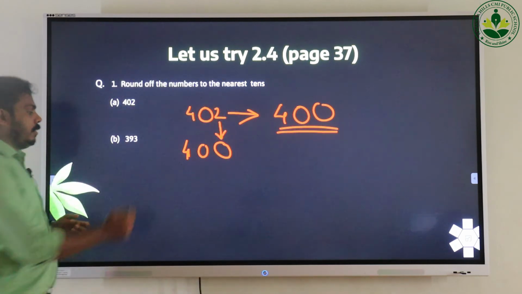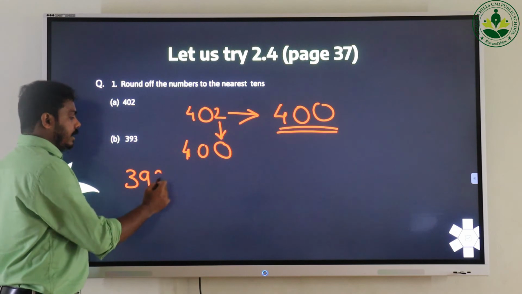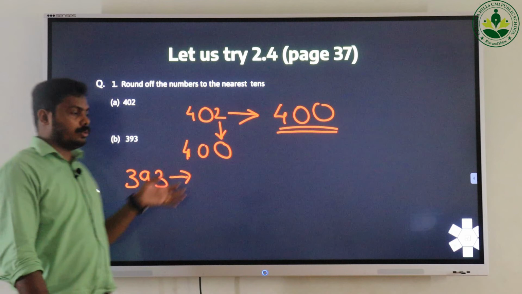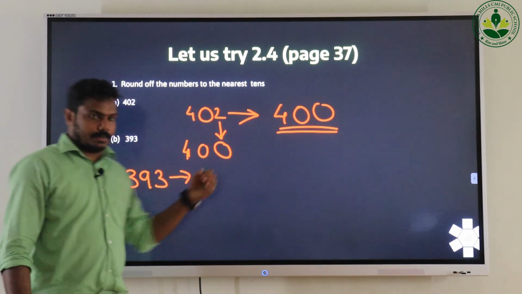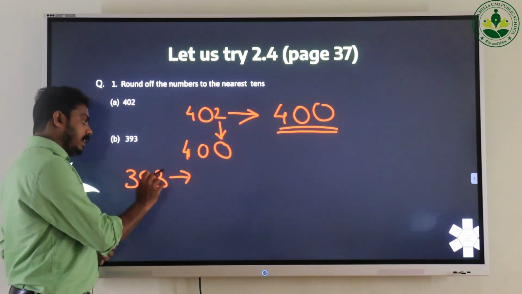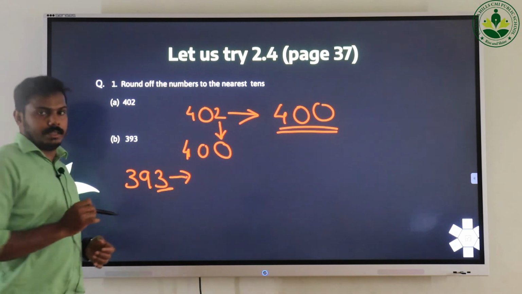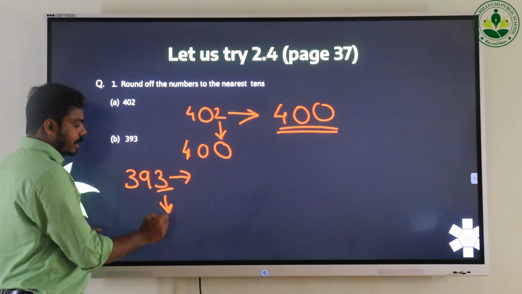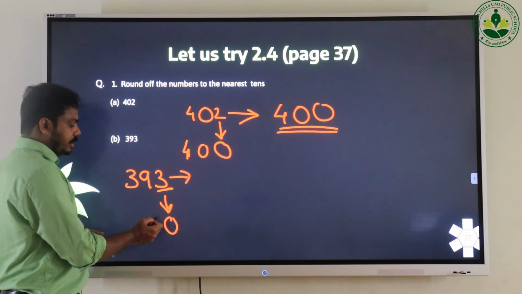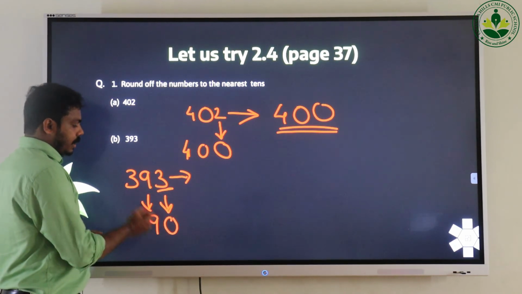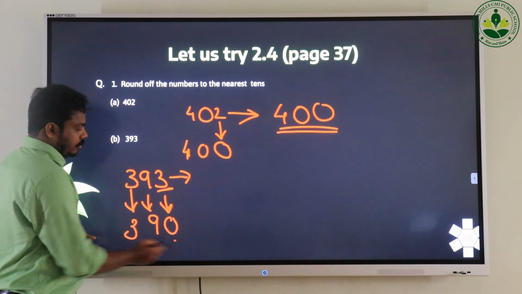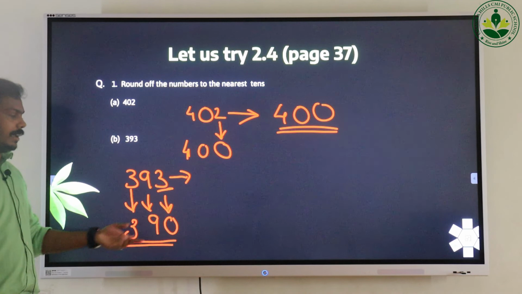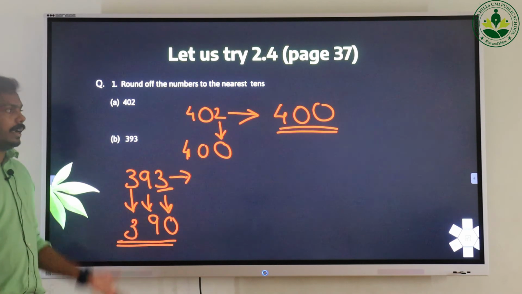Second question, 393. We need to round off 393 to the nearest tens. Here the digit in the ones place, that is 3. It is less than 5. So write 0 instead of that digit, and there is no change in other digits. So the nearest tens of 393 is 390.